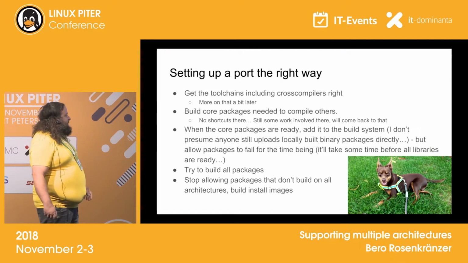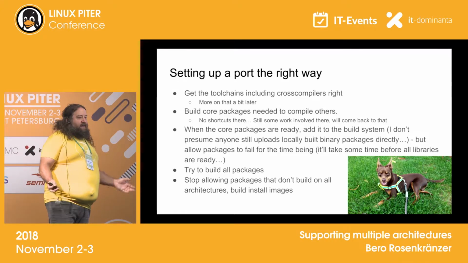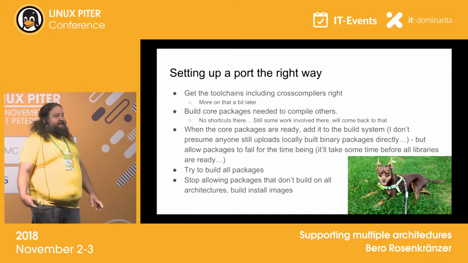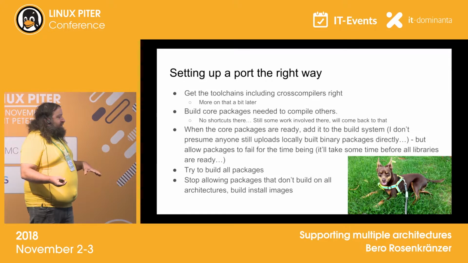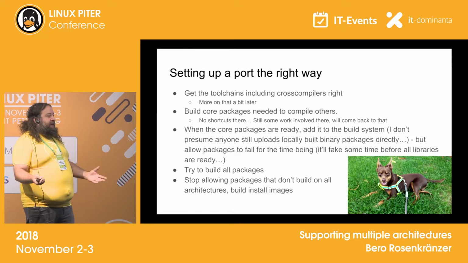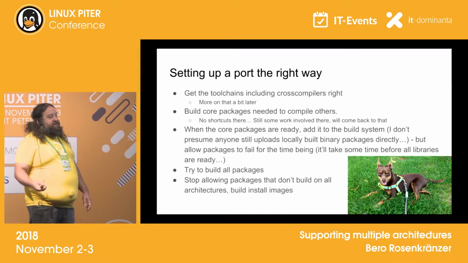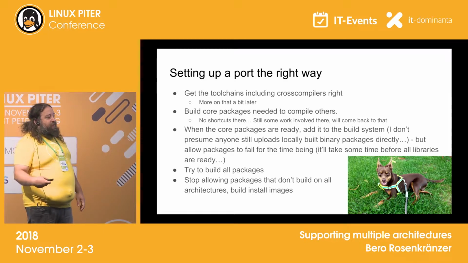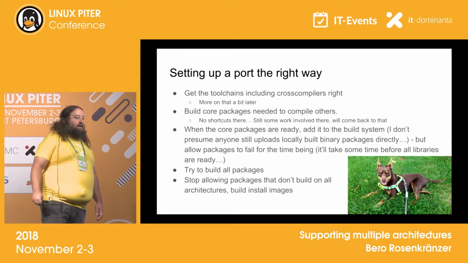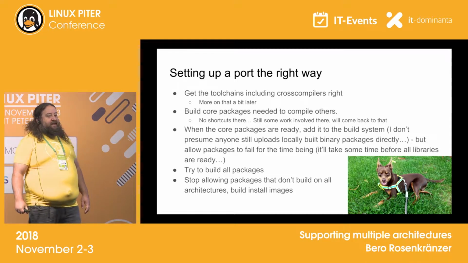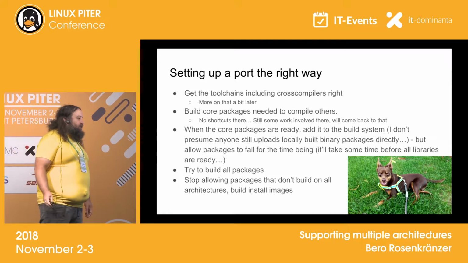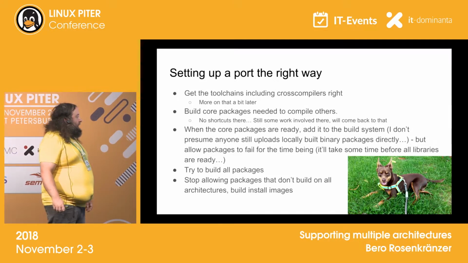Then when the core packages are ready, we add the new architecture to the build system, which means whenever we build a package for any architecture, it's automatically built for all of them. And if it fails on one architecture, it is dropped from all the others, and the person who built the package gets notified that he needs to fix it on that architecture and then submit it again.